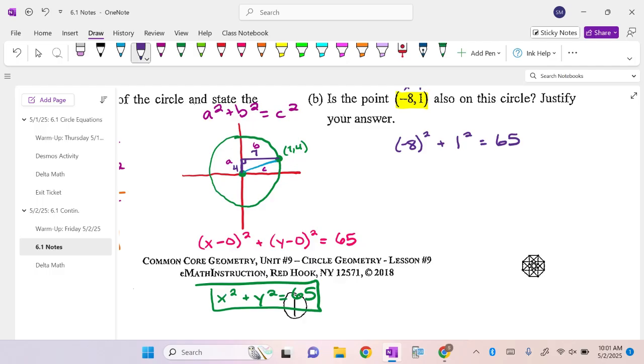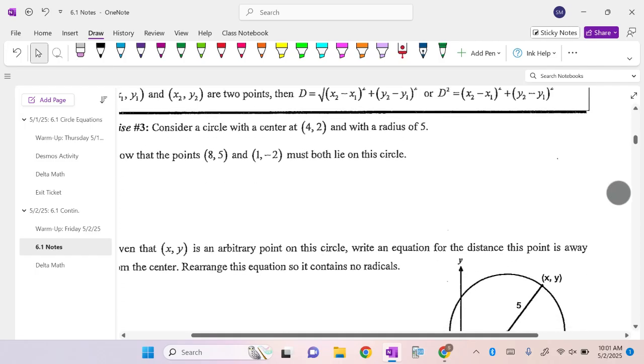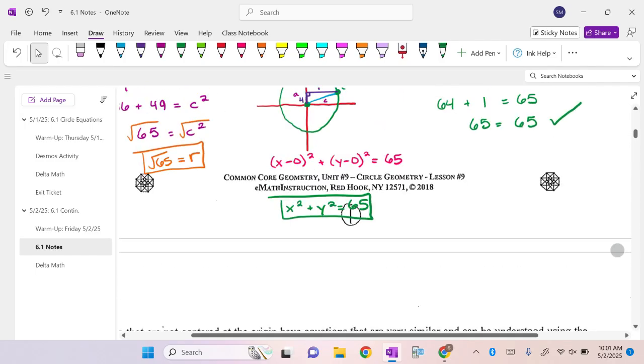So what's negative 8 squared? 64. Make sure it's positive 64. Because remember, negative 8 times negative 8, that gives us a positive number. And then what's 1 squared? 1. And 64 plus 1 is, in fact, 65. Thus, the point's on the circle. All right. Any questions on any of this?